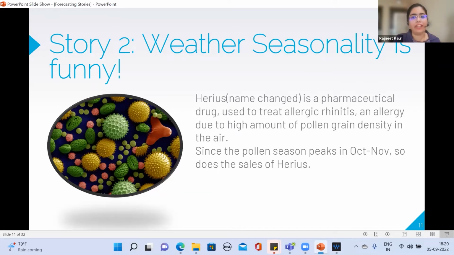And logically, like we were discussing, if in October and November the pollen season is on the high, then even Helios will be selling more. So here we are sure that we know the business logic why this drug should be seasonal in nature.